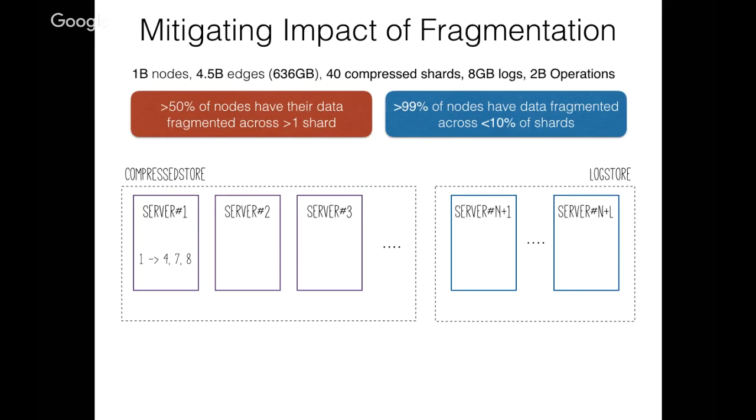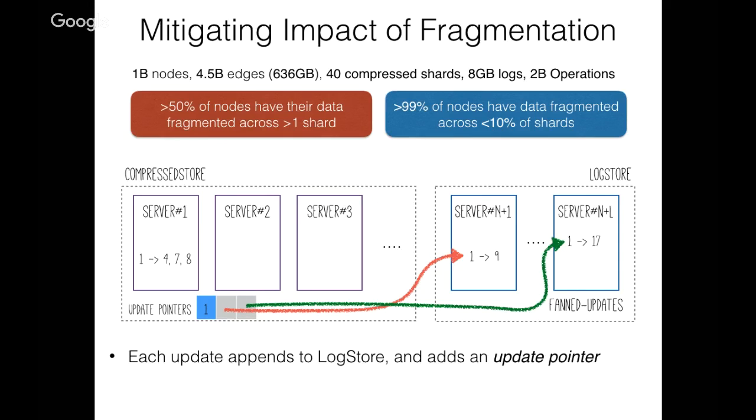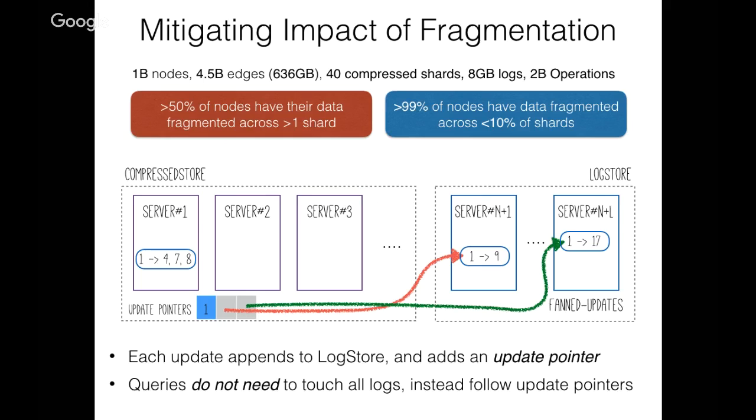So what we do is essentially assign a specific set of update pointers corresponding to each node in the compressed store, and every time a new update comes in, we append an update pointer corresponding to the new update. And this results in a scheme we call fanned updates. Now, using fanned updates, queries no longer have to touch all the logs to aggregate the data for a single node. Instead, they can simply follow the update pointers and aggregate the relevant data for that particular node. And with this simple optimization, we found that we get significant gains in both query performance as well as updates to the graph.